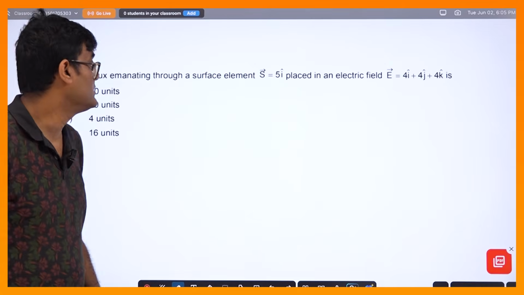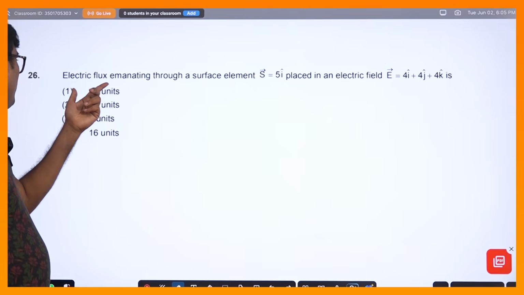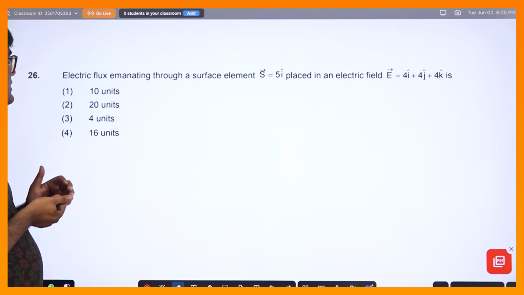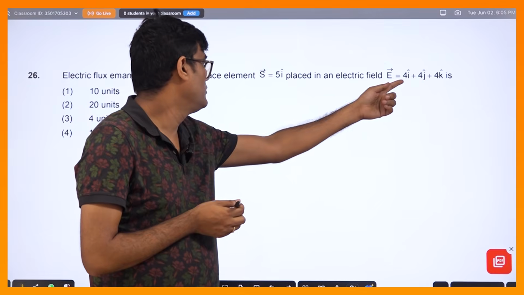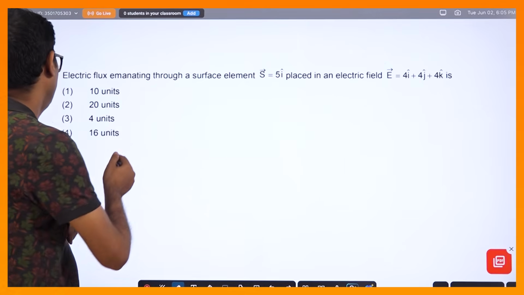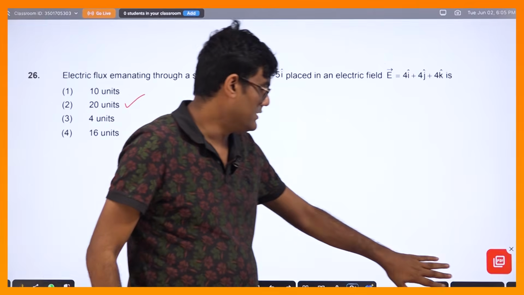Direct formula based question. Electric flux through a surface element 5 i cap placed in an electric field is, so E dot S, if you do, it is 5 into 4, 20 units is the correct answer. E dot delta S is the flux.